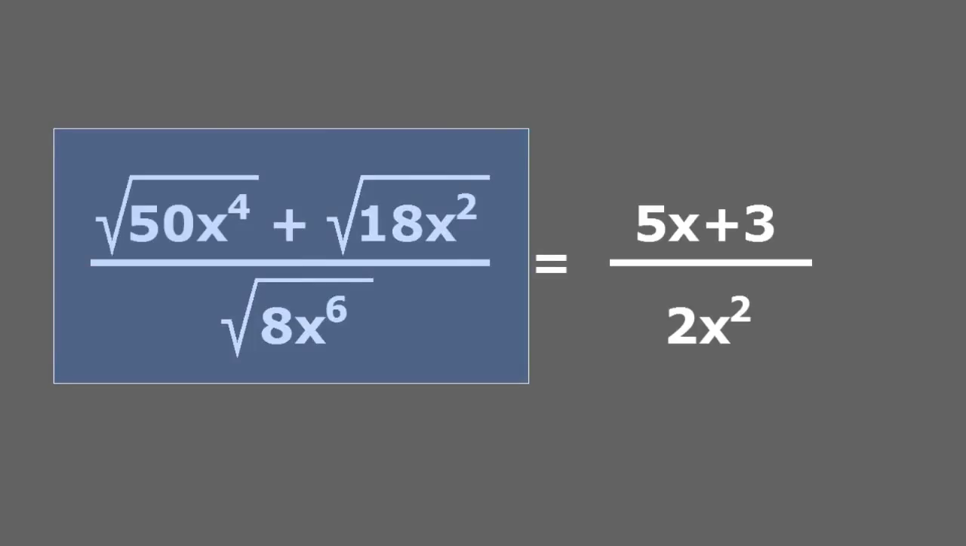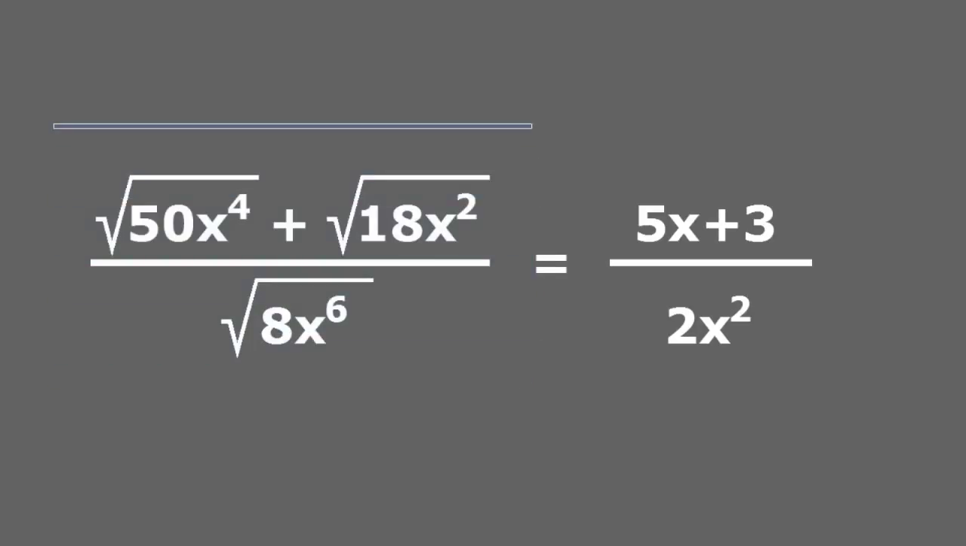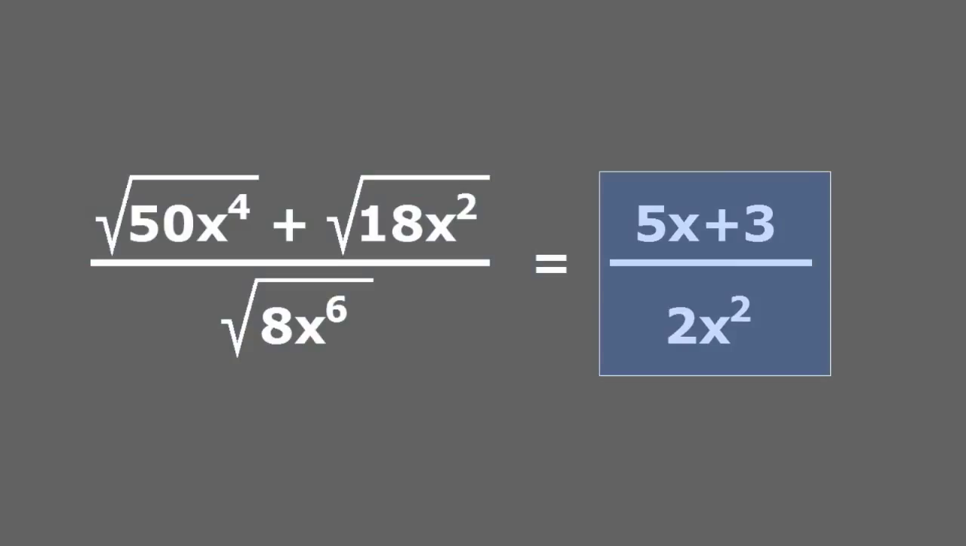This is the expression that we started with, and all of that simply equals 5x plus 3 divided by 2x squared.